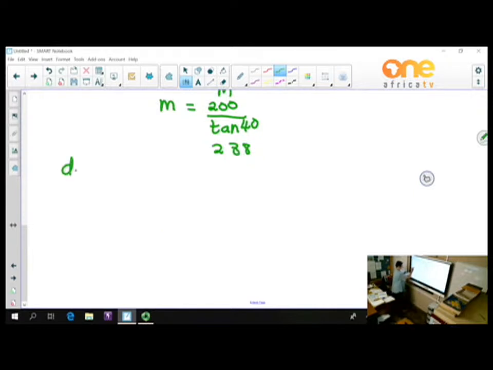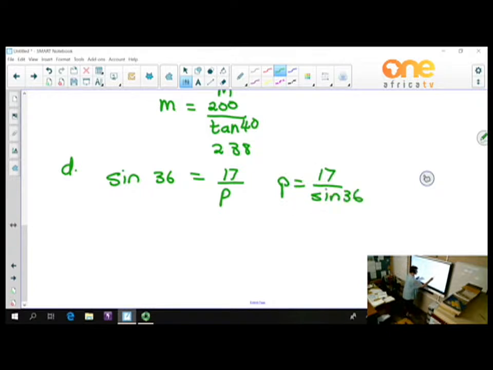Number D. Which function? Sine. So sine 36 is equal to 17 over p. Which method? Bottom divide. So p is equal to 17 divided by sine 36. So 17 divided by sine 36 is equal to 28.9.